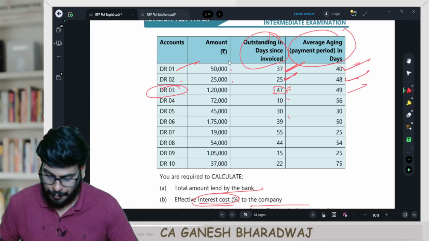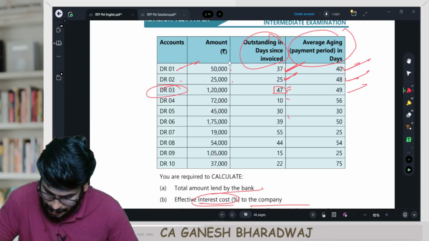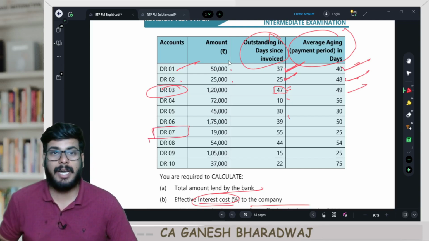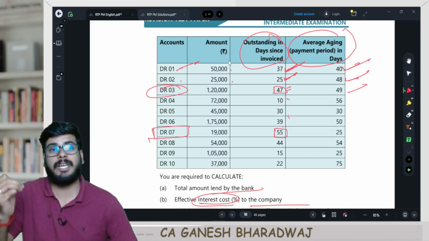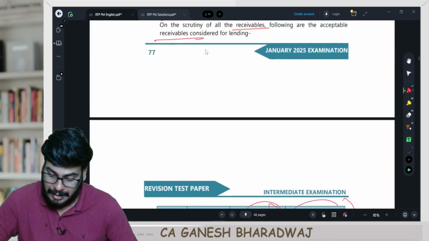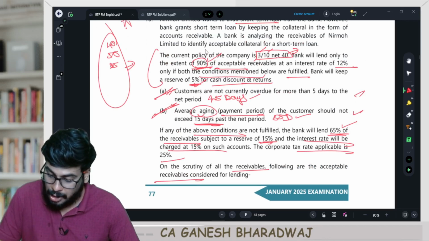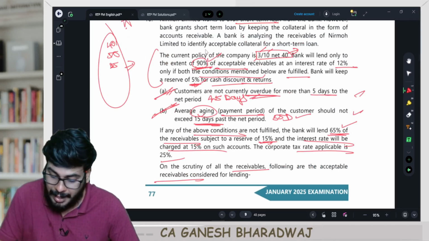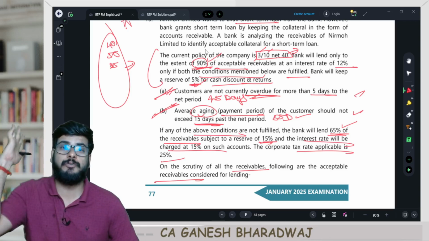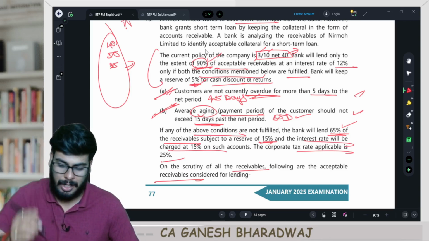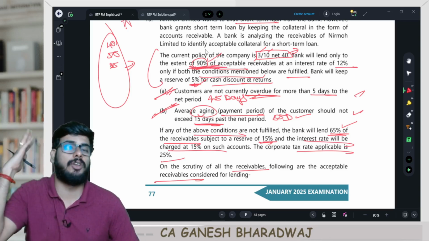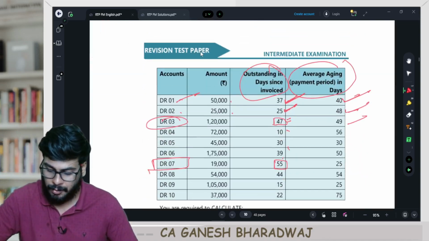Because it is overdue beyond 45 days. Any other debtor? Yes. Debtor number 7 also, DR7. This guy has been outstanding for a period of 55 days. What is the first condition they have said? Customers are not currently overdue for more than 5 days beyond the net period. So if they are overdue beyond 45 days, against these values, I will not give the loan at the rate of 90%. Correct? Fine.